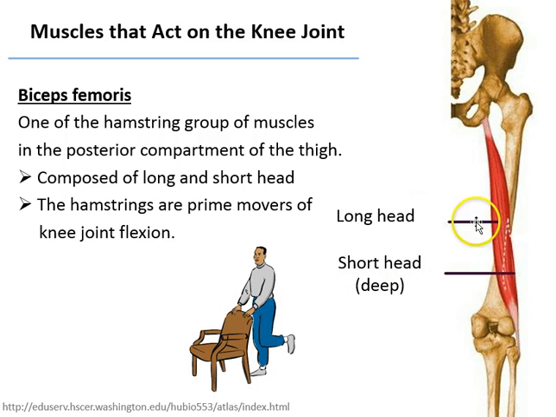It's part of the hamstring group located in the posterior thigh. This muscle has two origins, one on the coxal bone and one on the femur. It inserts into the fibula, and it is a prime mover of knee joint flexion, so it operates as an antagonist to the quadriceps muscle group. So here we have somebody flexing their knee joint.